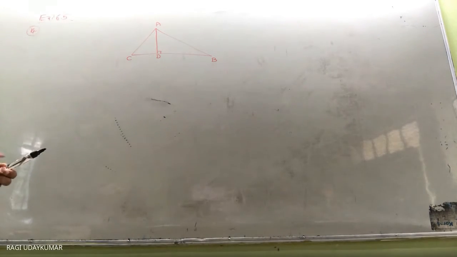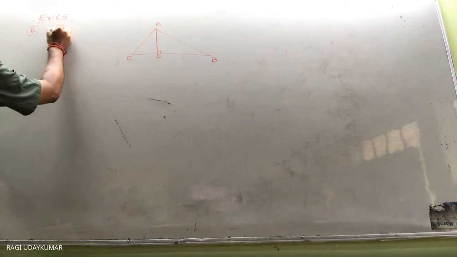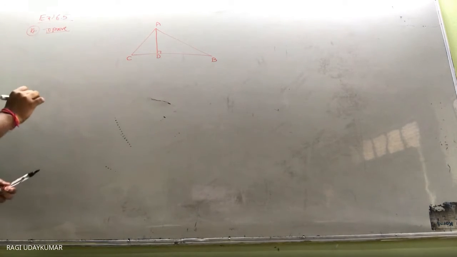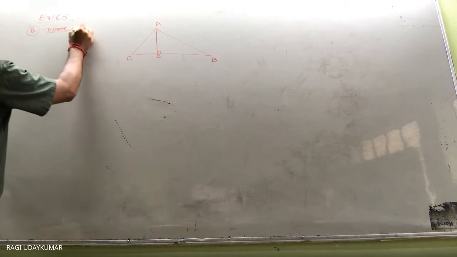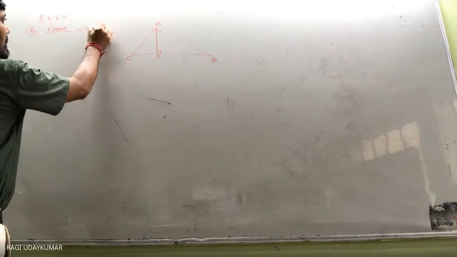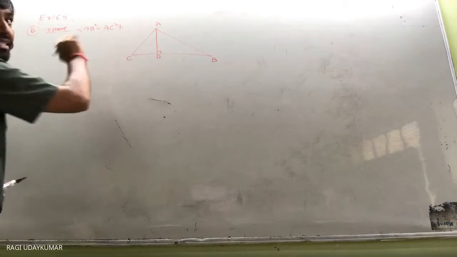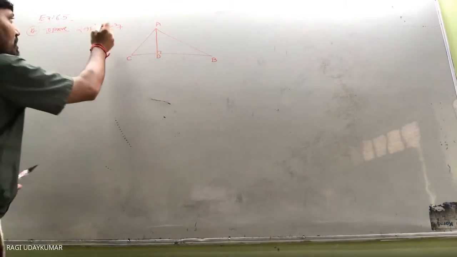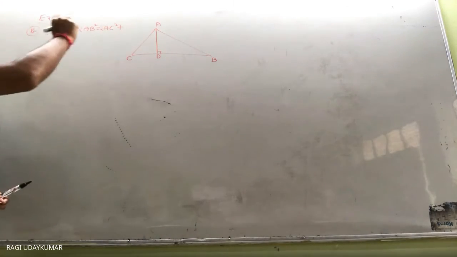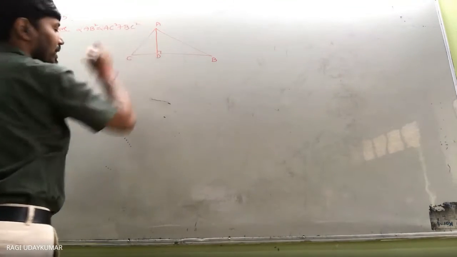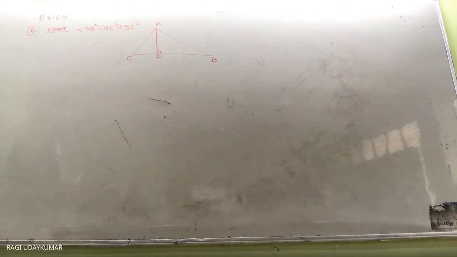So now it is asking you to prove. What is to prove? Always keep this in your mind. To prove 2 times AB square is equal to AC square plus 2 times AC square plus BC square. Okay. This is required for us to prove.